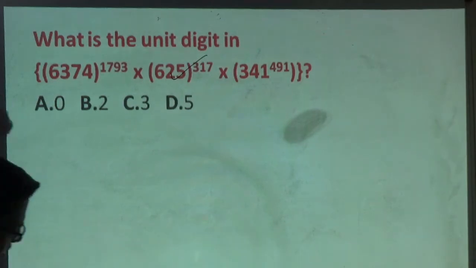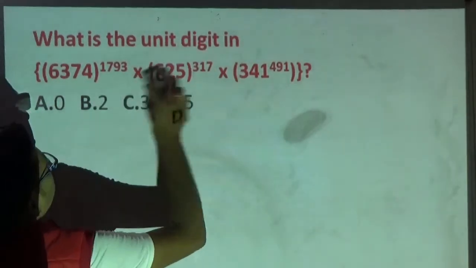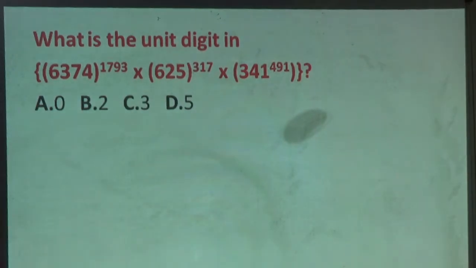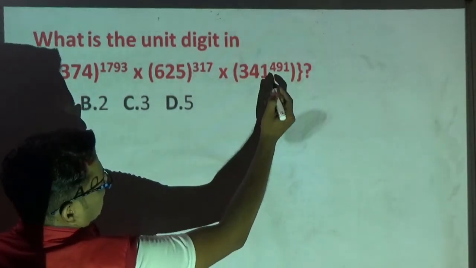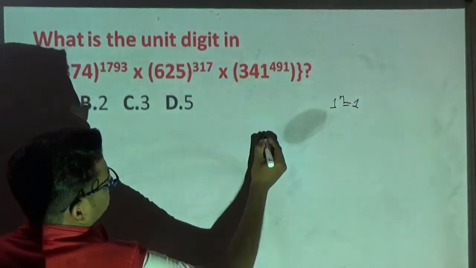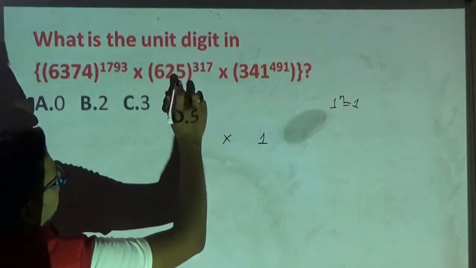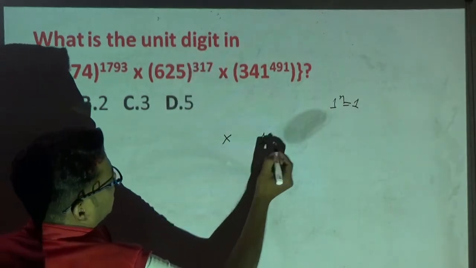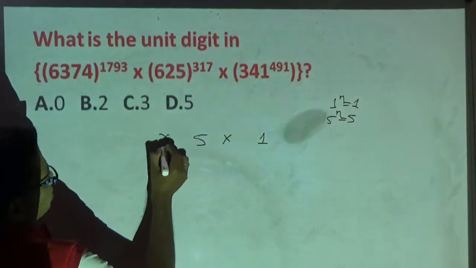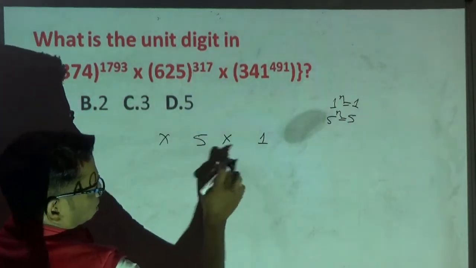Now next question, you observe. What will be the unit digit in this example they have given? Now you see here, 1 in the units place. I already told you 1 power anything is 1, so this will be 1. Now into 5 power anything, I already told you, 5 power anything is also 5. Now 5 into 1 is 5.